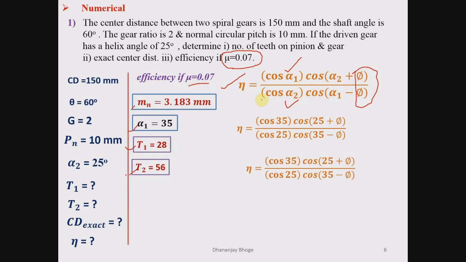Correct? Tell me then, what did phi come out to be? Friction angle phi is tan inverse of mu, which is 4. Okay, 4.00. So take 4. Phi is 4 point 0 2 3 0 after the decimal. And solve the equation.